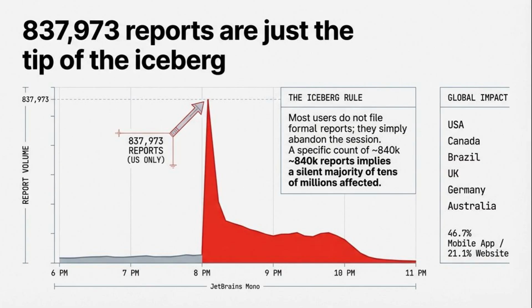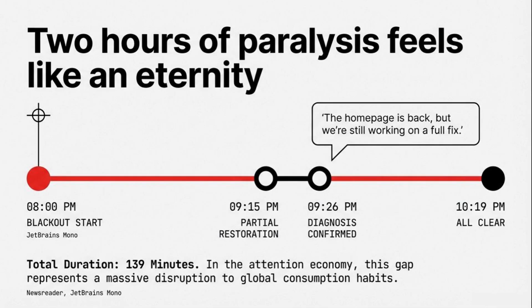We saw the exact same reports flooding in from Canada, from Brazil, the UK, Germany. It was a proper global event. And it hit everyone. The breakdown of those reports showed it didn't really matter how you were trying to watch. Nope. Mobile users got hit the hardest, which makes sense. About 46.7% of reports came from the app. Okay. But 21.1% were from the website itself. So phone, desktop, didn't matter. You got the same black screen.